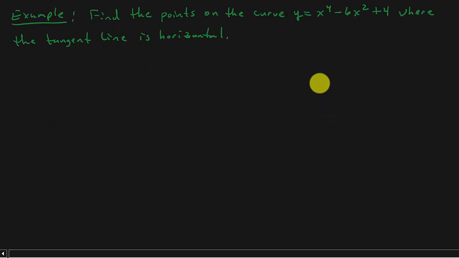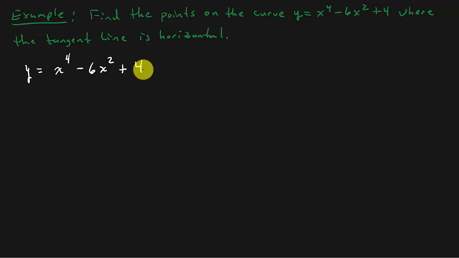All right, so let's look at this one. Find the points on the curve y equals x to the 4th minus 6x squared plus 4, where the tangent line is horizontal. All right, so let's look at that, and let's talk about it for a minute, what we've got to do to solve this. And let's not memorize how to do all this stuff. Let's understand what we're doing. All right, think through this thing.